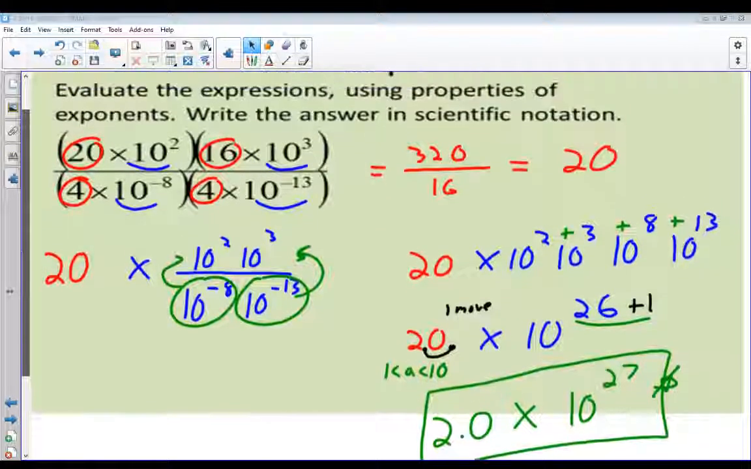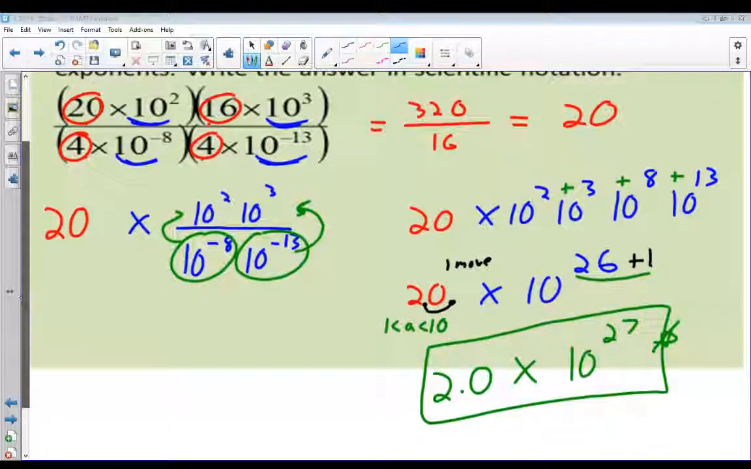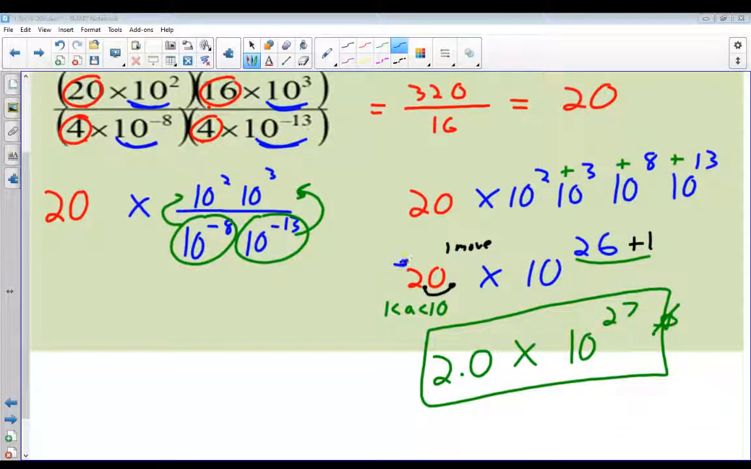So that's really all there is to it. Multiply the numbers in red, then take care of the base 10s in blue, and then make sure that your front number is between 1 and 10, and readjust if needed. And then these problems are done. Piece of cake.